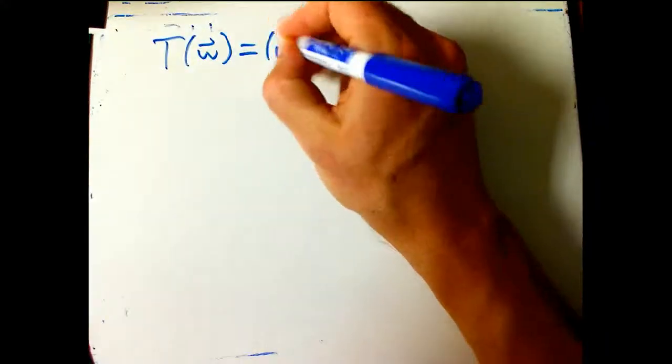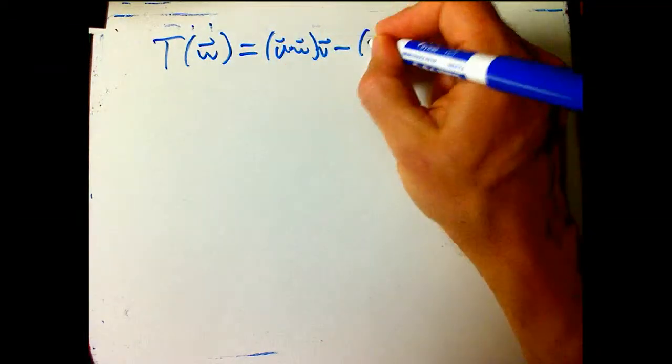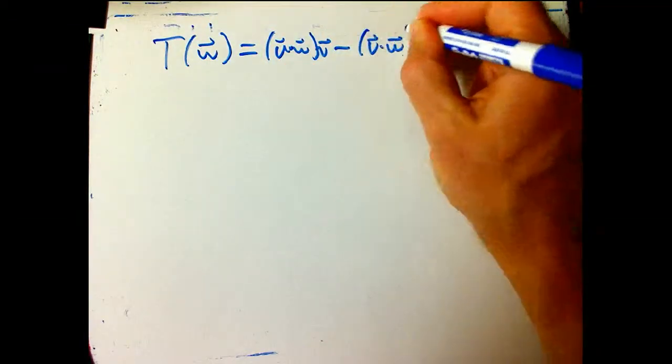So let's go ahead. Let me clear it out here, and I'll write up that definition again. So T of W is (u dot W) v minus (v dot W) u.